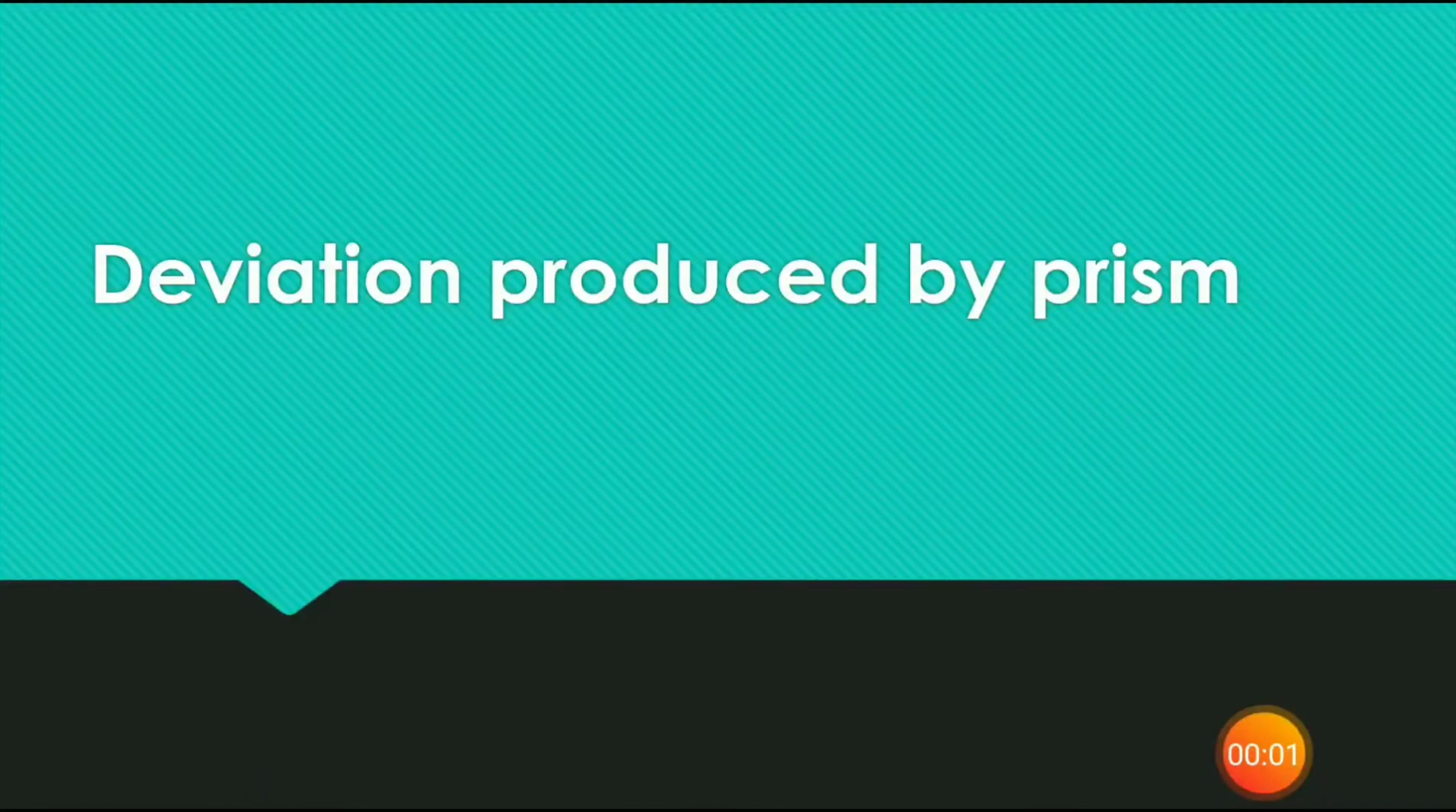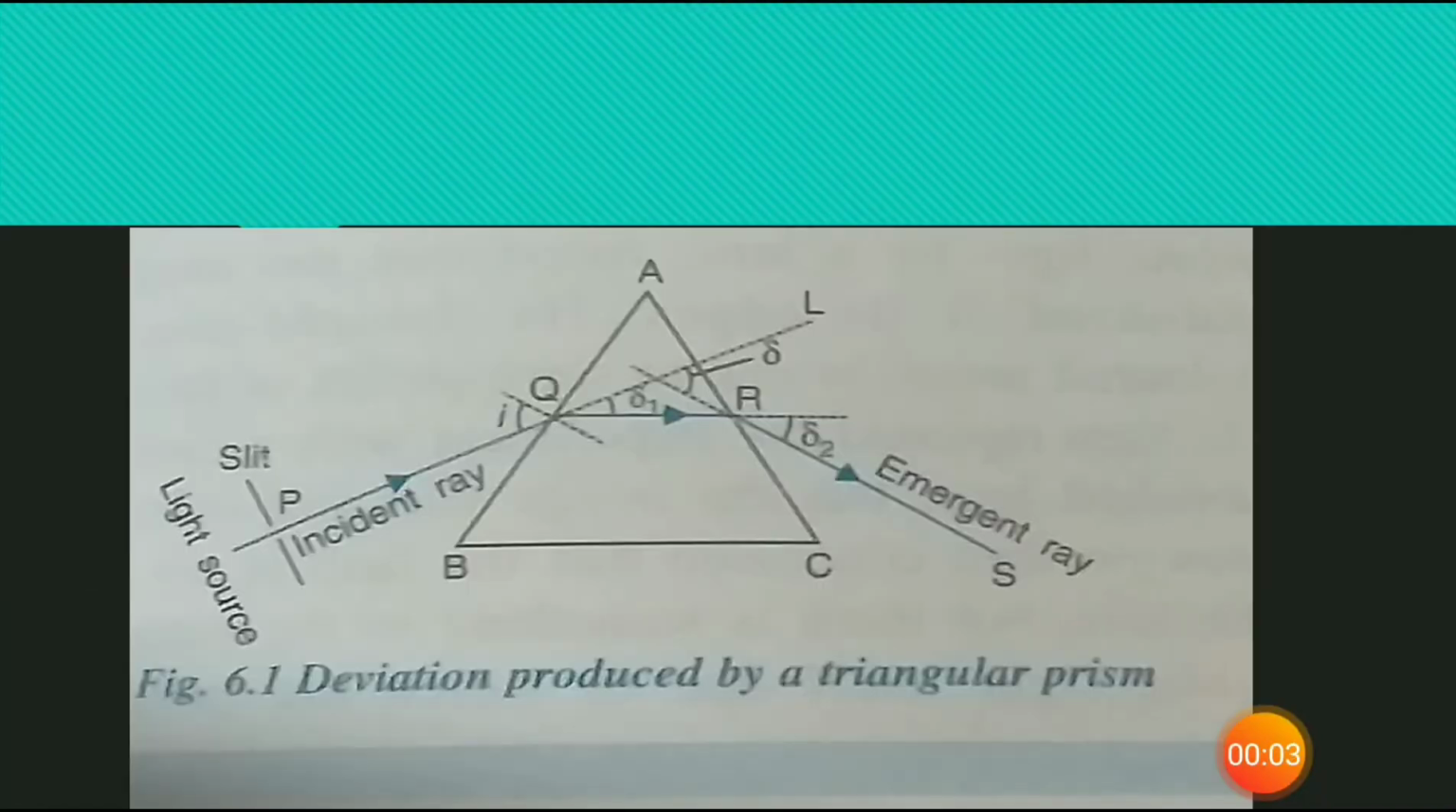Deviation produced by prism. A ray of light PQ is incident on side AB of the prism. A normal is drawn at Q. The ray bends towards the normal and passes through QR. If there was no refraction, it would have passed through QL.